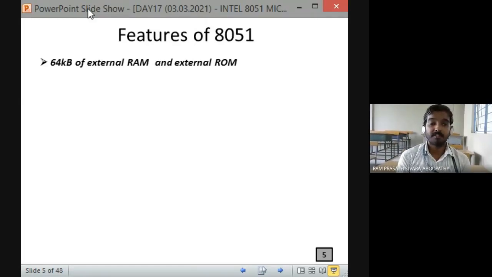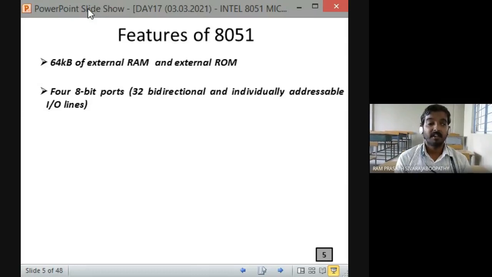Then 4 KB on chip ROM, then 128 byte internal RAM. Fine. If that memory is not sufficient, it can also address a maximum 64 KB of ROM as well as RAM. Fine. Then it is having 4 8-bit ports. Okay, 4 8-bit ports. Later we will discuss what about the purpose of these things and all.